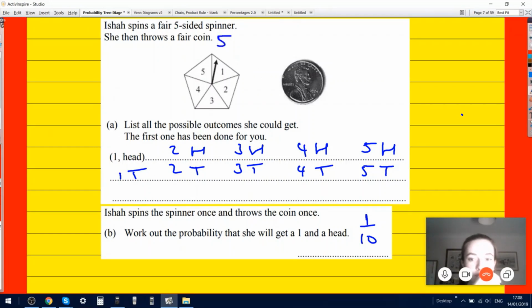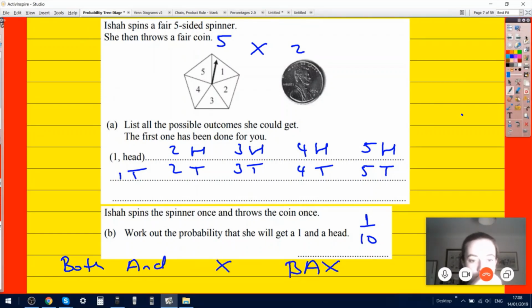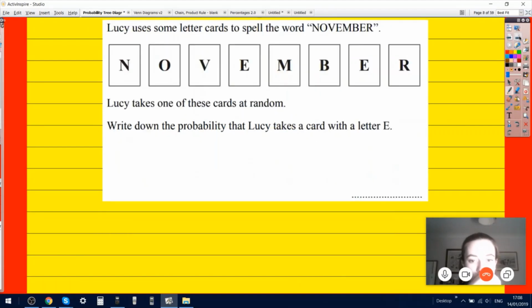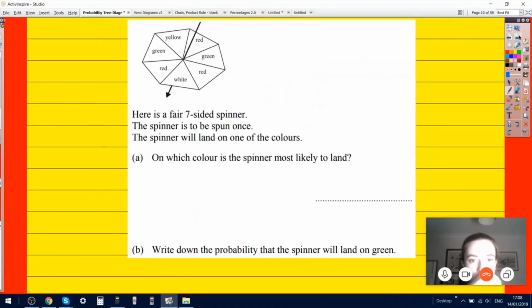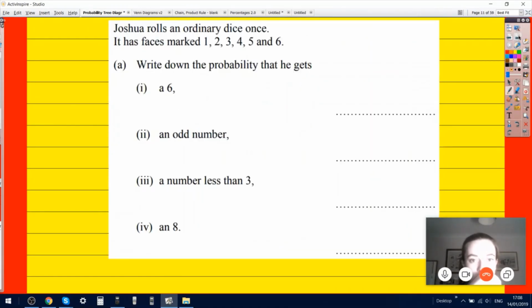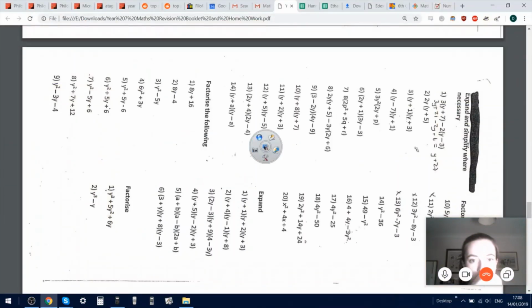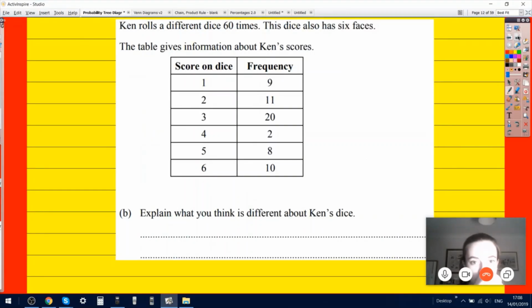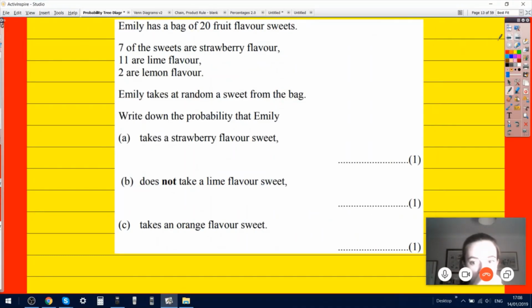Possibilities for this one is 5, for this one is 2. And so when you're saying the possibility of both a 1 and a head, you times. And so that shows you that both and you multiply. Fine. Okay, let's do these 3.